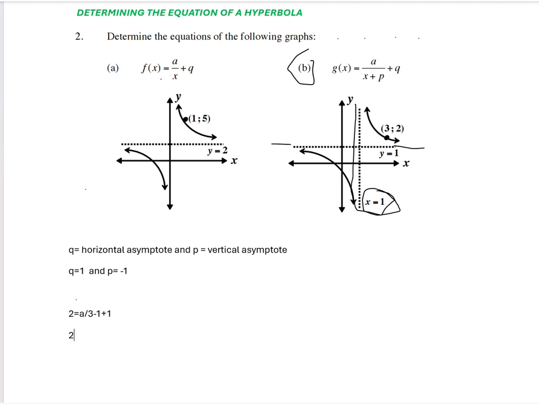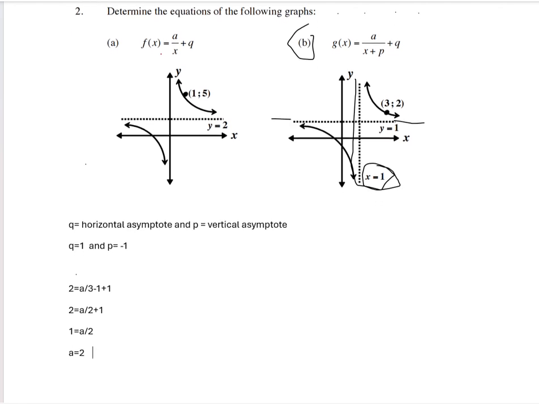So it will be 2 is equal to A over 3 minus 1, which is 2, so A over 2, then plus 1. Then you transpose this to the other side and it becomes 1 is equal to A over 2. Then you multiply both sides by 2 and you get A is equal to 2. So this is the value of A.